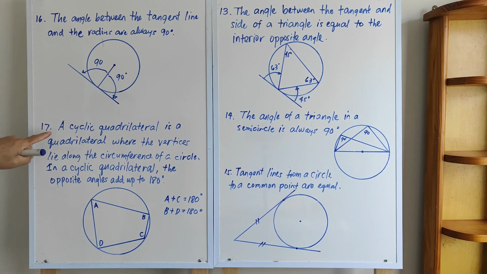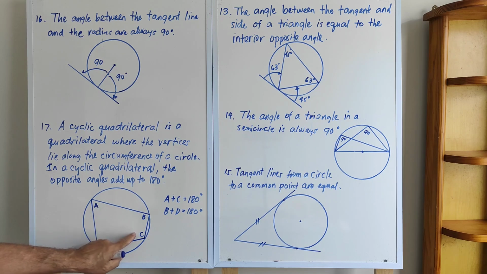Number 17, a cyclic quadrilateral is a quadrilateral where the vertices lie along the circumference of a circle. So here's an example of a cyclic quadrilateral. All the vertices are on the circumference. In a cyclic quadrilateral, the opposite angles add up to 180 degrees. For example, if you add angle A plus angle C, the total would be 180 degrees. If you add angle B and angle D, the total would also be 180 degrees.